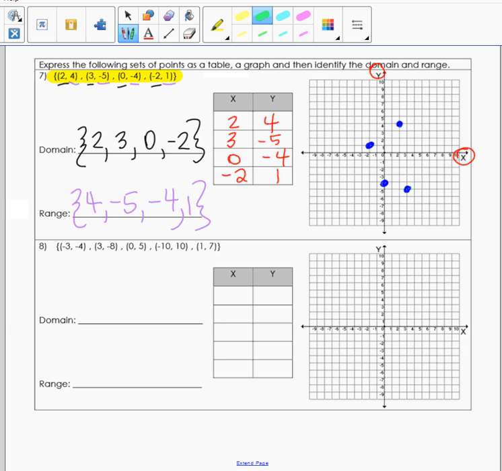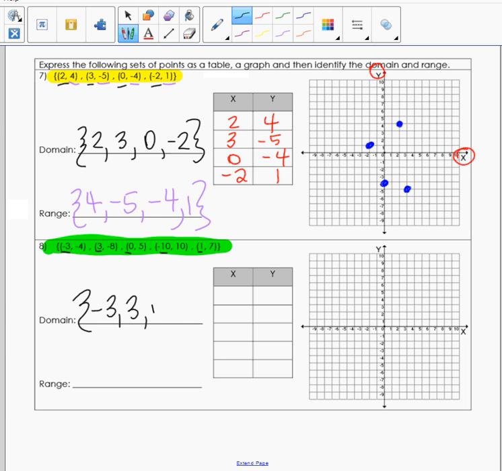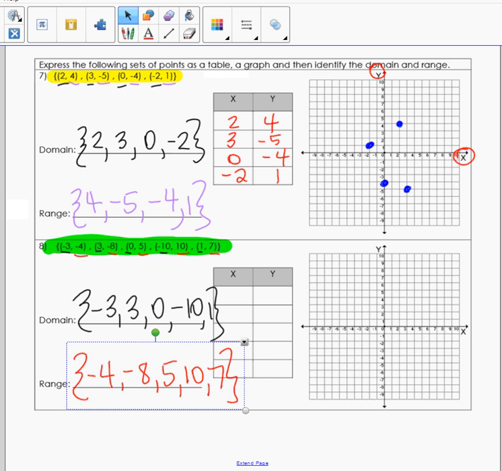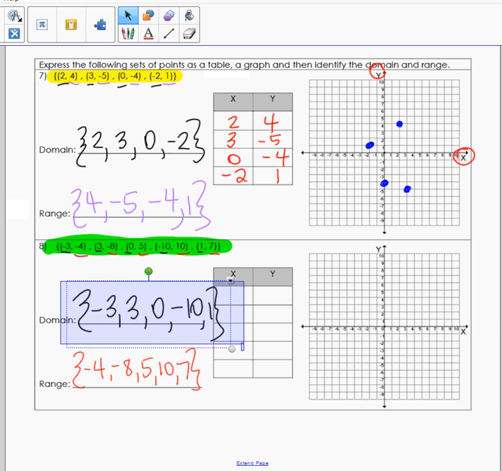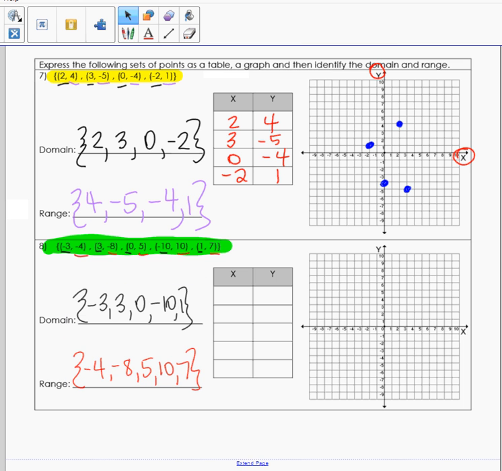So for this one, we're going to focus on these 5 points. You can have as many points as you want. Obviously, it doesn't matter. So my domain is all of the x values here. So in this case, that's going to be negative 3, 3, 0, negative 10, and 1. And then my y's, the second part of your coordinate, are going to make up my range. So negative 4, negative 8, 5, 10, and 7. I'll make those slightly smaller so that I have room. There we go. So that's your domain and your range.